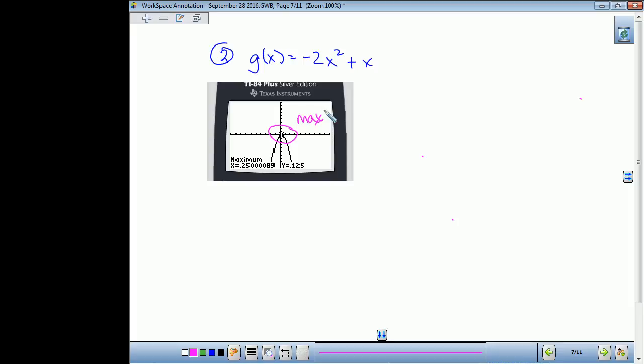0.25, 0.125. So it doesn't matter how far you go over left or right. You just gotta make sure you're on the left, make sure you're on the right. Alright. How about you pay attention, play with the calculator, and print out the notes. Range is bottom to the top, so it's negative infinity to whatever your maximum is. I'm sorry, your maximum is 0.125.